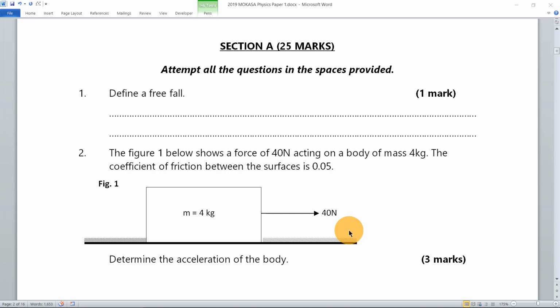But because we have been asked to define free fall, then we just need to state that it is a type of motion where the object is falling or moving under the influence of gravitational pull or gravitational force.